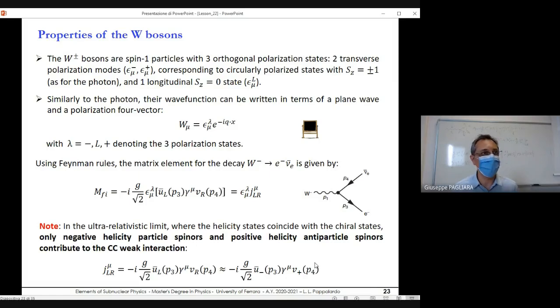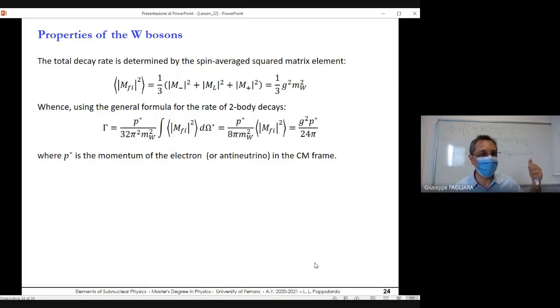Now we want to calculate the decay rate for this specific decay here, okay? So now we have to average the matrix element over the three possible polarization states. So this is just 1/3 and the sum of the three squared. And this can be shown, we will not derive this, but this is just given by this quantity here. So it's proportional to the square mass of the W. Then you take this spin-averaged squared matrix element, you put it into the general expression of the decay rate, you calculate the integral over the phase space, or the solid angle, and at the end, the result is this guy here.